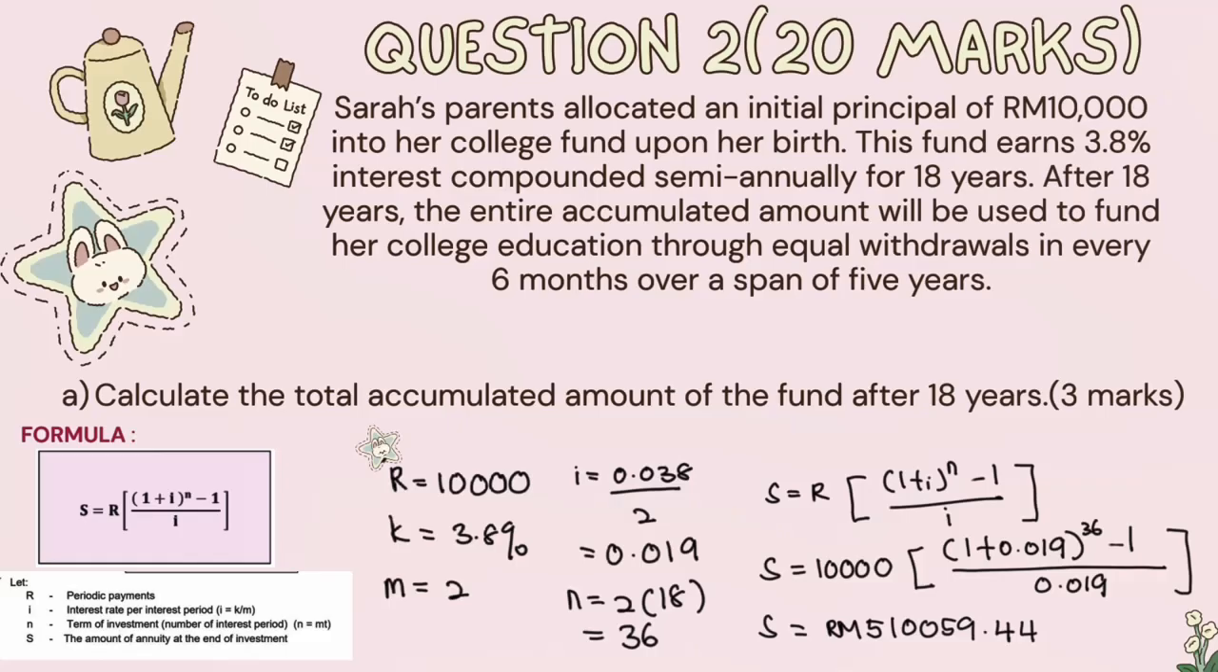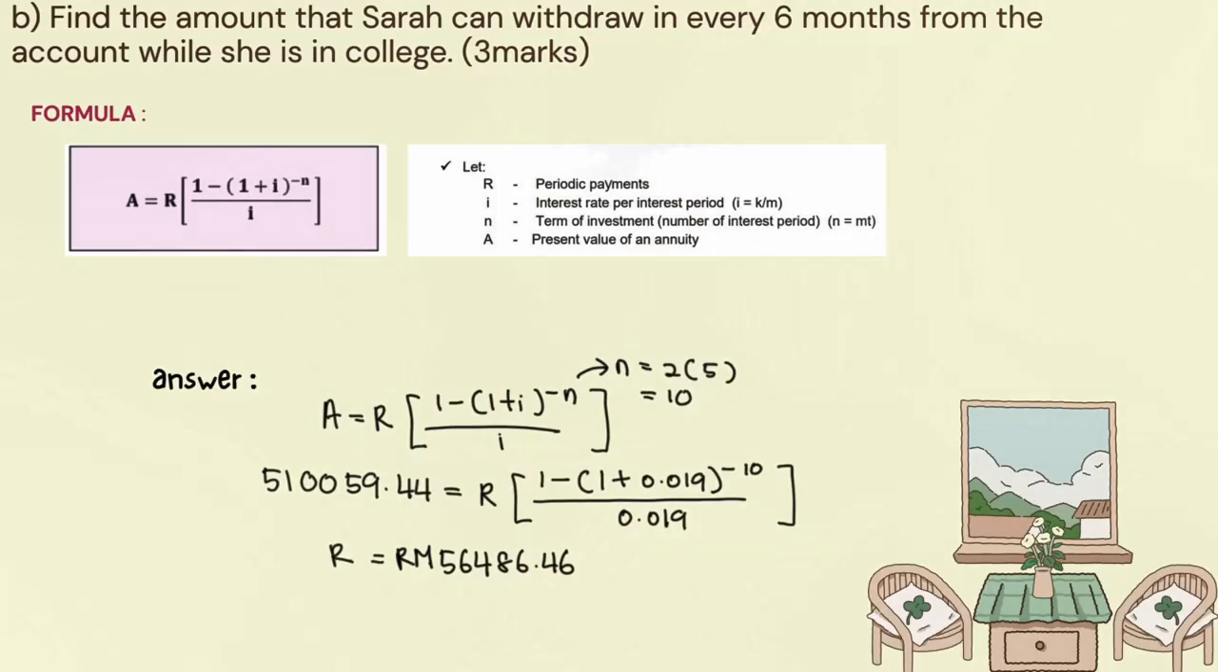Then we transfer all the values that we have found into the formula. S equal to 10,000 times (1 plus 0.019)^36, minus 1, divided by 0.019. Then we get the total for S, which is 510,059.44 ringgit. Next, we move to the next question.